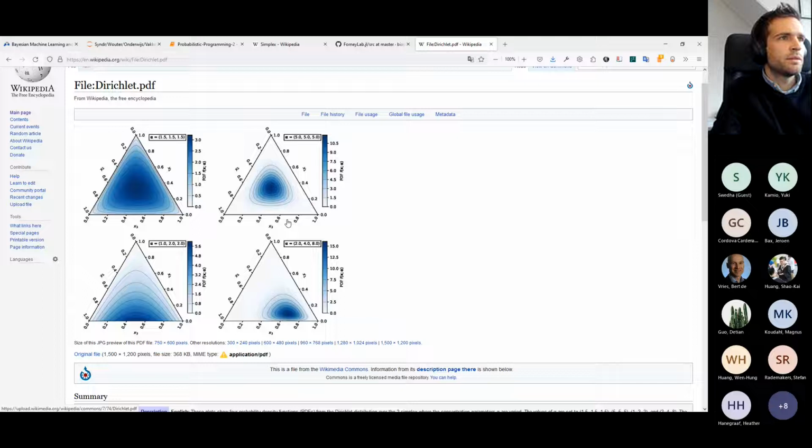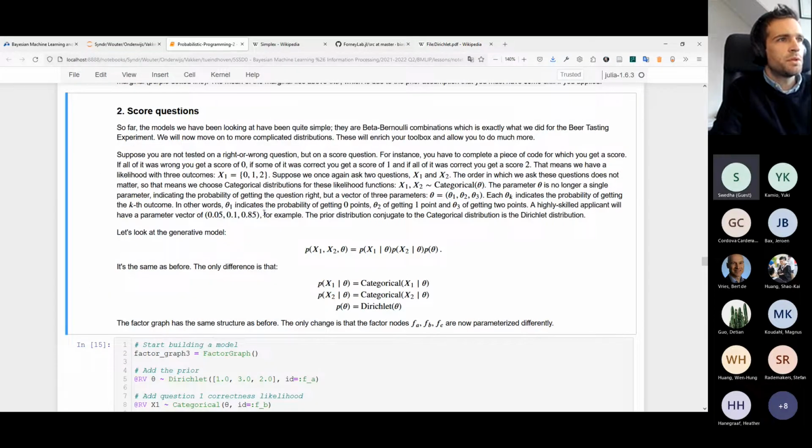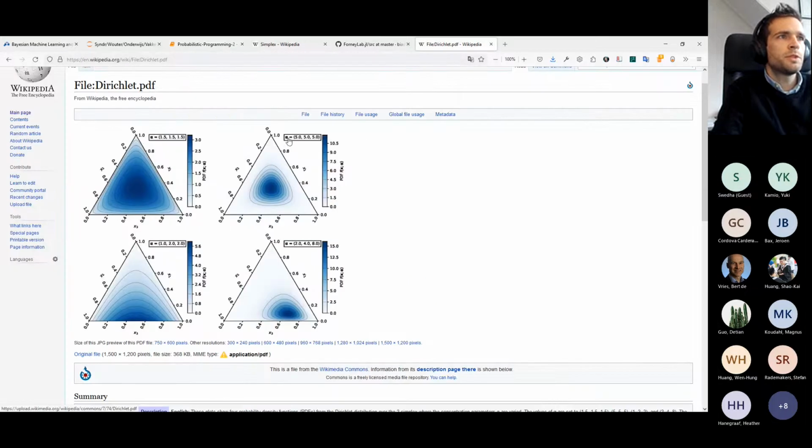In this corner, I have 0 for x1, 1 for x2, and 0 for x3, so that also sums to 1. Every point here, if you sum all of the values of x1, x2, x3, which correspond to theta 1, theta 2, theta 3, they will all sum to 1. But the parameters of the distribution, those alphas, those concentration parameters, they don't need to sum to 1. They can be larger than that.